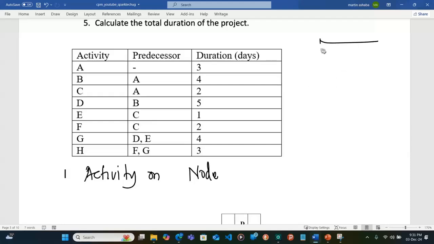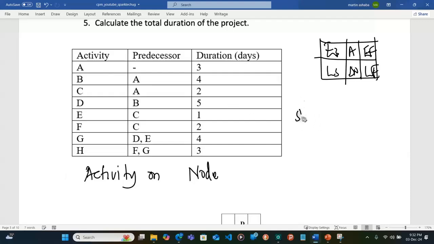This is what I'm talking about. Here we put the latest time. Okay, here it is going to be an activity, for example, A, and its duration. Okay, and this is going to be the earliest finish time, the latest start time, and latest finish time. Let's first do a sample here of the network diagram.